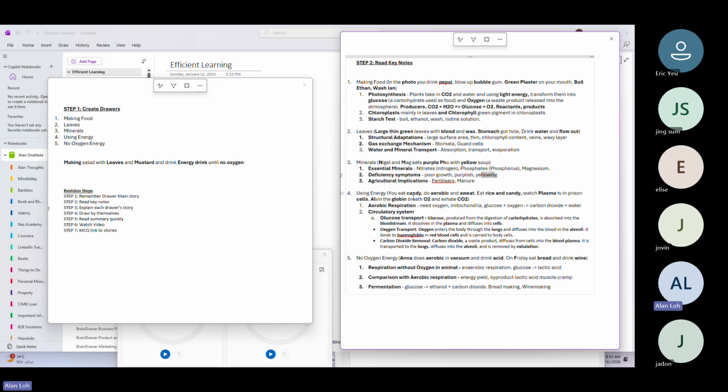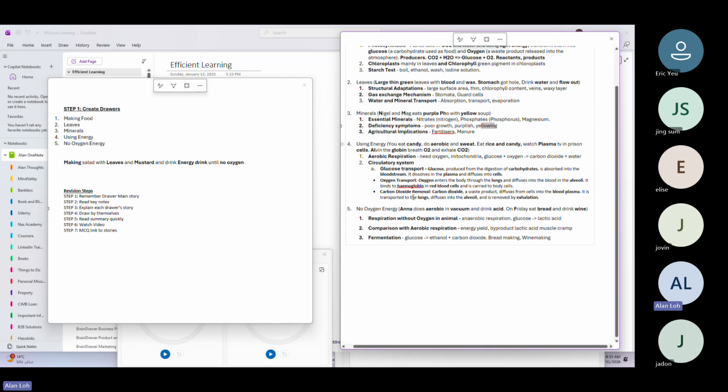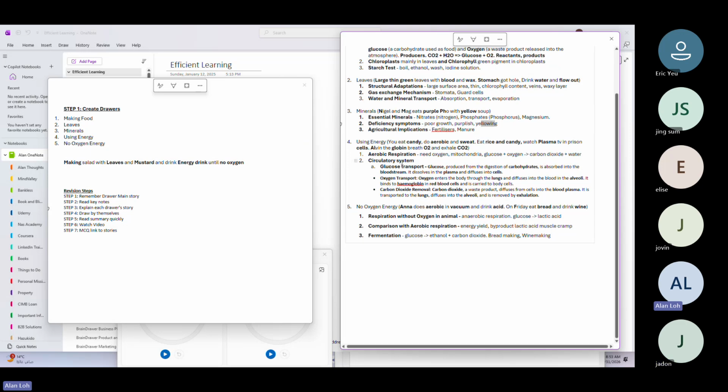Then when you eat candy, you do aerobic and you sweat. So this is talking about the aerobic respiration. Right. And it's talking about the glucose transport. When you are eating candy, it's glucose, right? It's sweet. Glucose is produced by the digestion of carbohydrate, and it transfers into glucose, and then it's absorbed into the bloodstream.